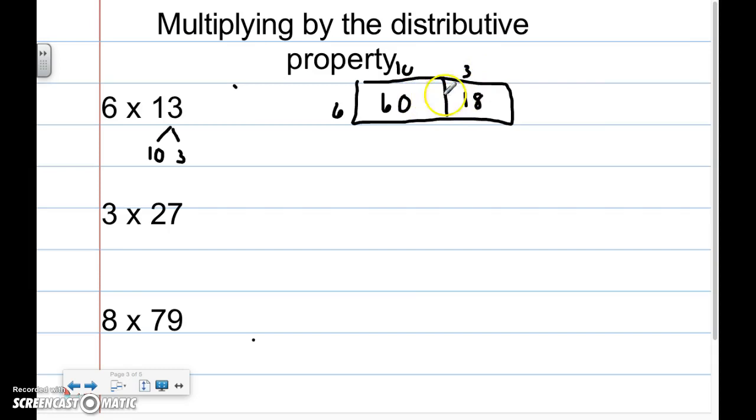18. Then I take these two boxes and I add them together. So 60 plus 18 is going to give me 78. So that's an awesome way to use the distributive property to help you with multiplication.